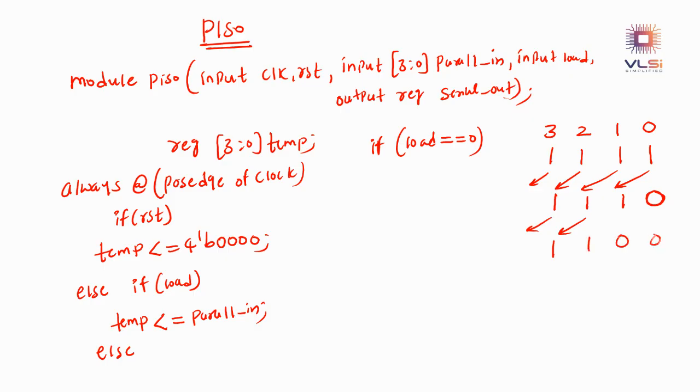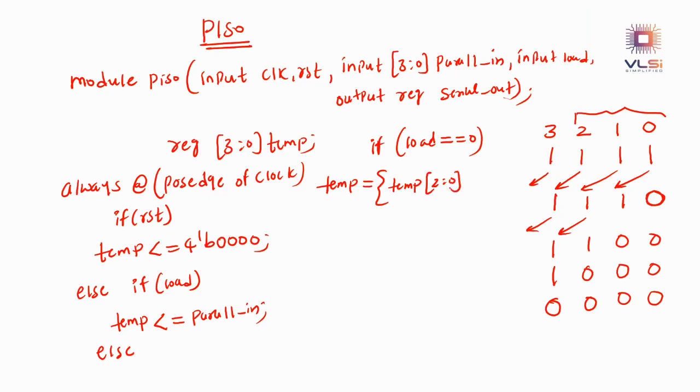From this you can write the logic, that is temp equal to what? The values are shifting, so I can write temp 2 down to 0, comma, and whatever the vacant position is will be loaded with 0. So temp equal to temp 2 down to 0 comma 0. Then end, and next assign.